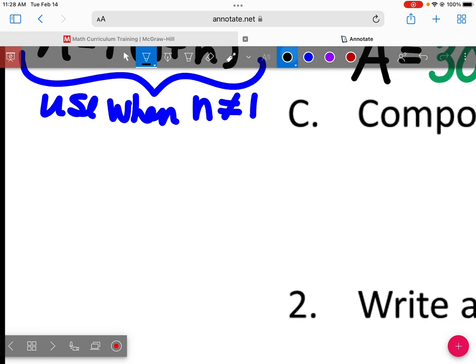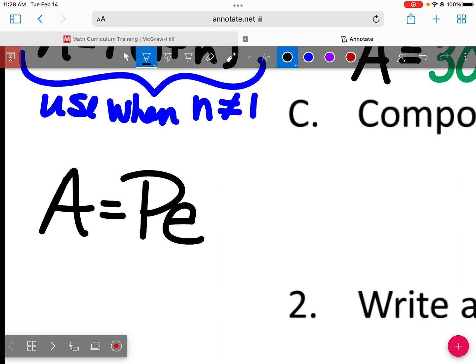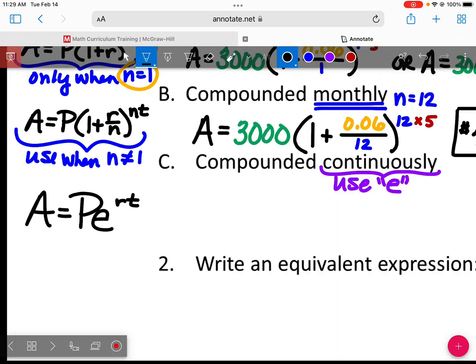What's the formula that I use if it says continuously and I have to use E? A equals P E, not N. Exponent. What goes in my exponent? R times T. Remember, when it says continuously, we do not have a value for N. We use E for that continuously part.